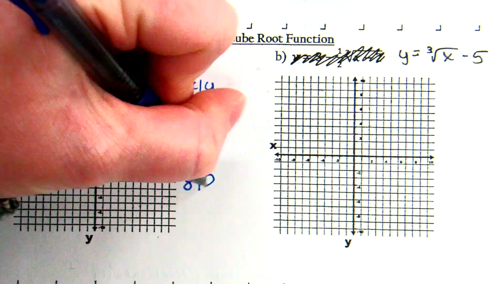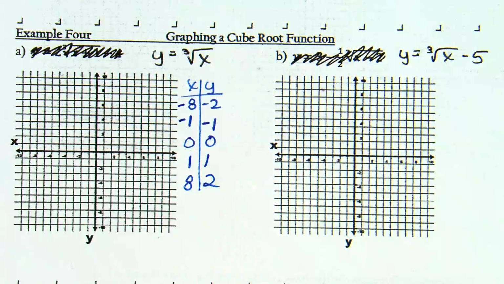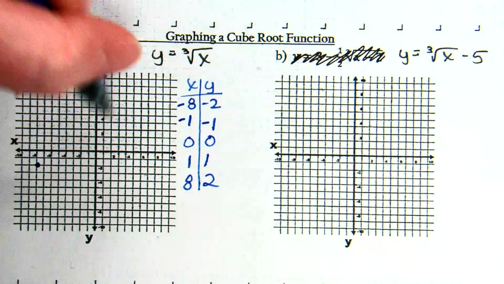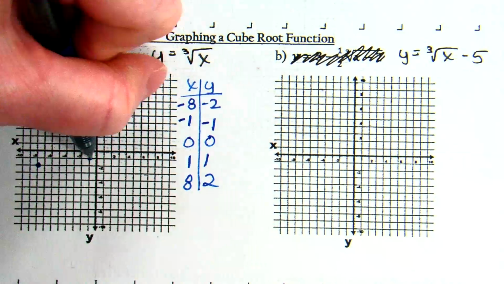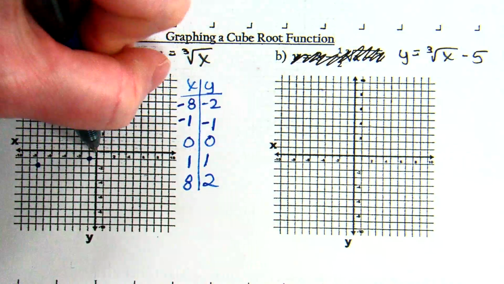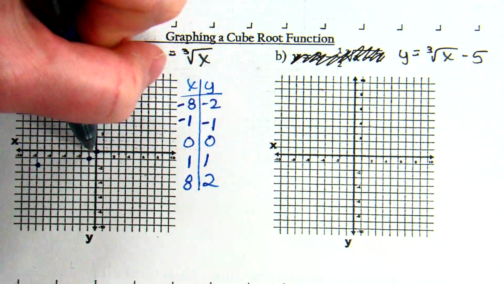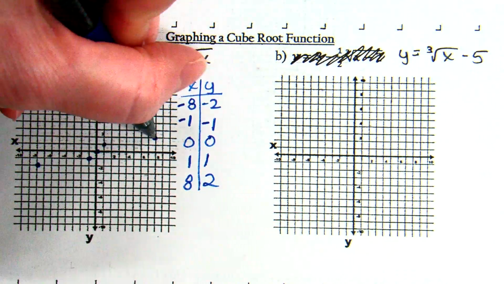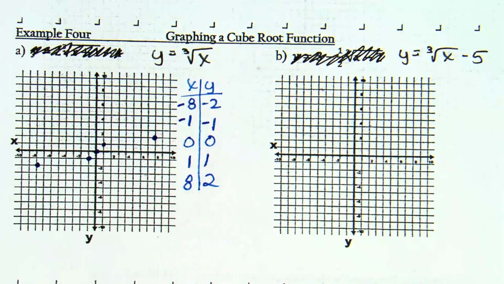Okay, let's graph them. This will be our basic design here. Negative 8, negative 2, so left 8, down 2. Left 1, down 1. 0, 0. Right 1, up 1. Right 8, up 2. You know how to connect these.